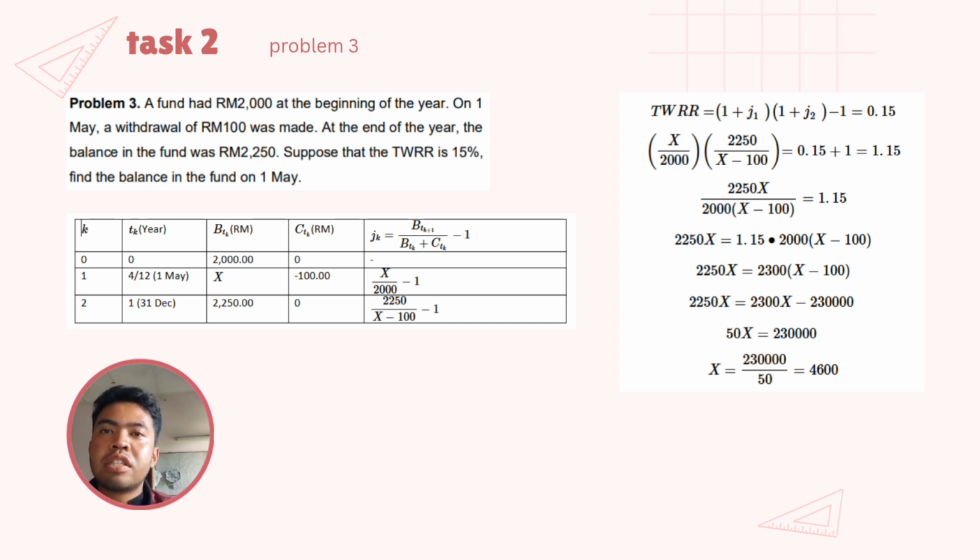Then the TWRR is calculated by multiplying the sub-period returns. So using the return formula, we get J1 and J2. Then we substitute it into the TWRR formula and equate it with 0.15. Then we do expanding and simplifying. We get X equal to 4,600. So the balance in the fund on May 1st was RM 4,600.